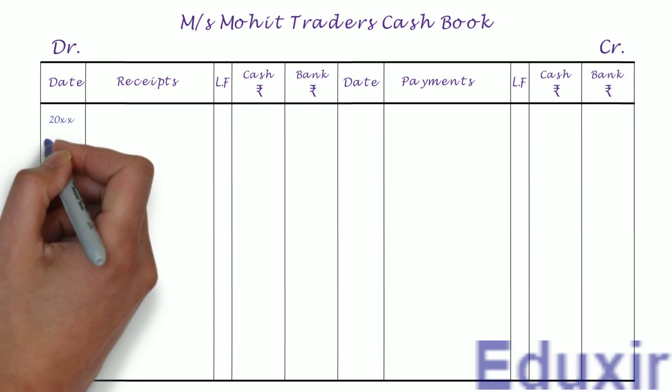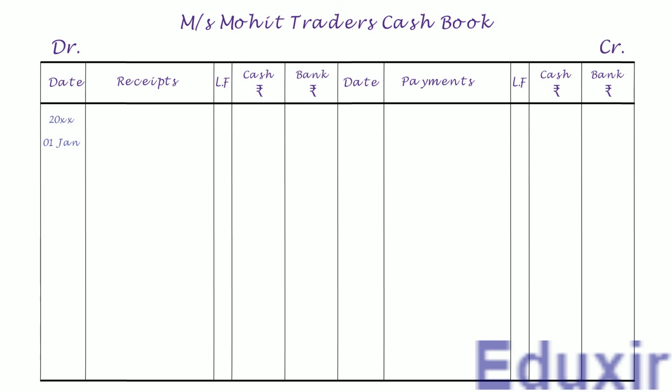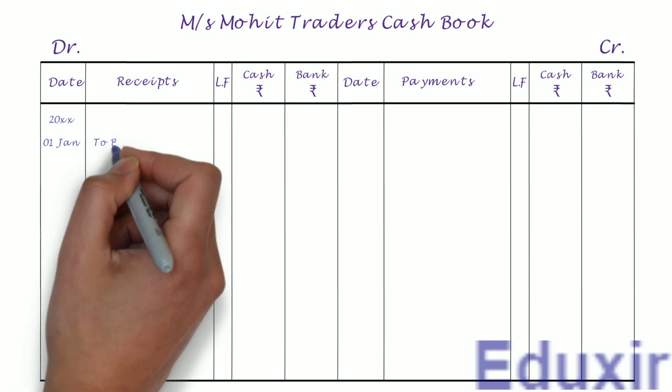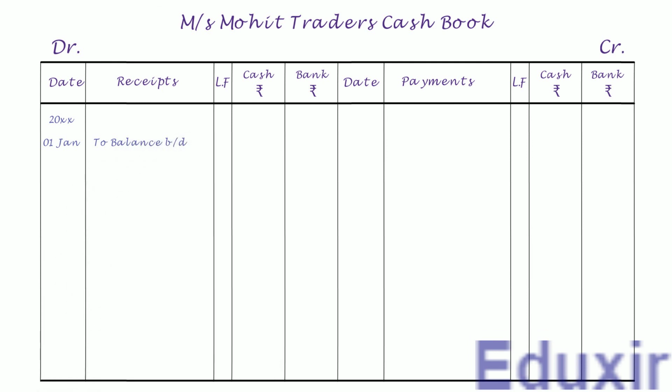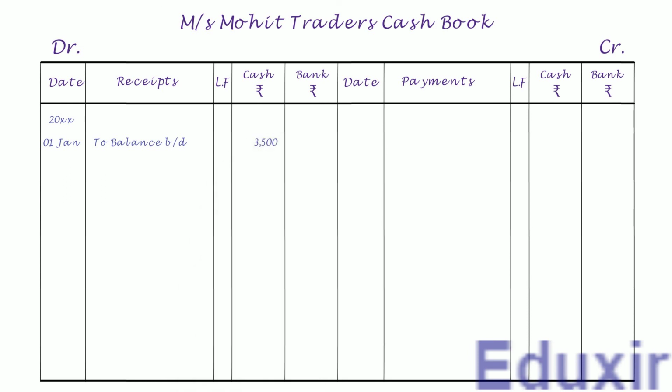Let us then record the date. The entries in the receipts column start with 2. Let us also record balance brought down in the receipts column. Now, as we are dealing with cash here, we need to enter the amount in the cash column. Let us record the debit amount of 3500 rupees into the cash column. That completes the recording of this transaction in the cash book.